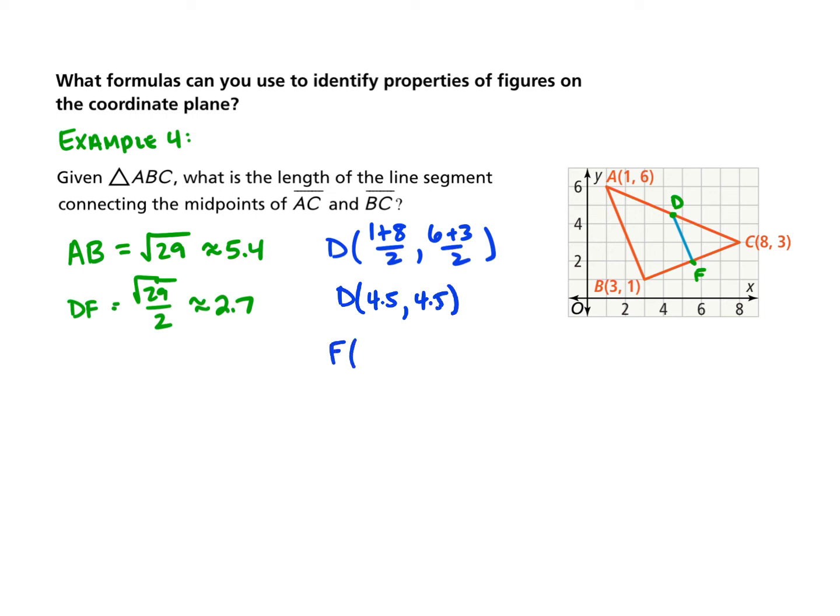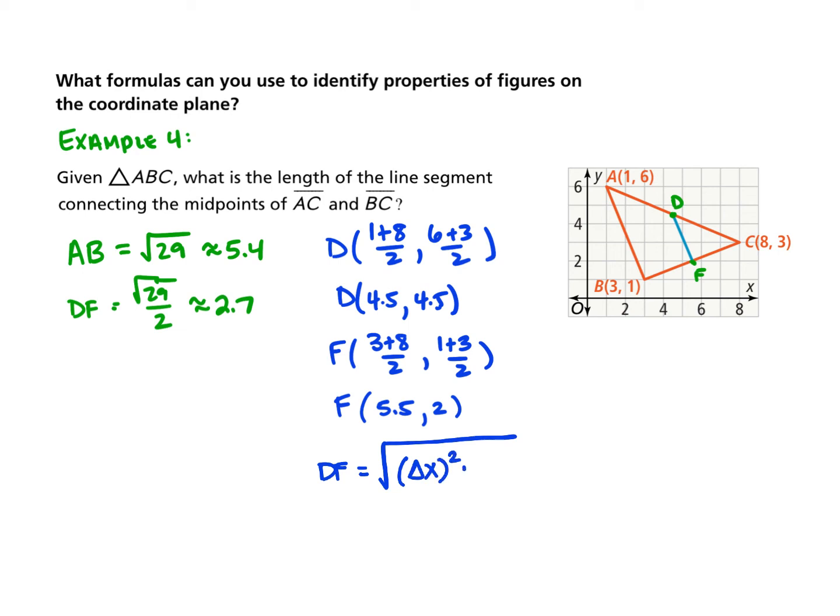F is at an x coordinate of 3 plus 8 divided by 2 and a y coordinate of 1 plus 3 divided by 2, which gives a coordinate of 5.5, comma 2. 3 plus 8 is 11, and 11 divided by 2 is 5.5. 1 plus 3 is 4, and 4 divided by 2 is 2. Now if we're going to find the distance from D to F, we take the square root of the change in those 2 points' x coordinates squared plus the change in those 2 points' y coordinates squared.